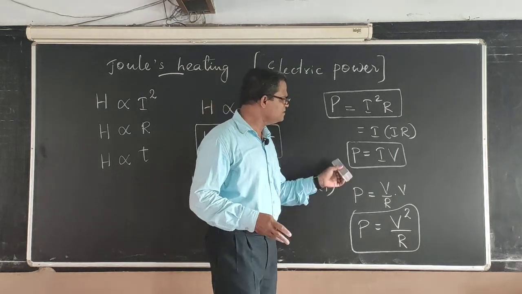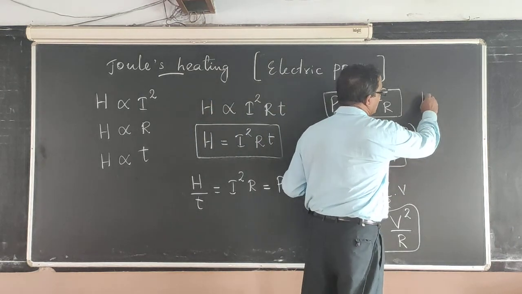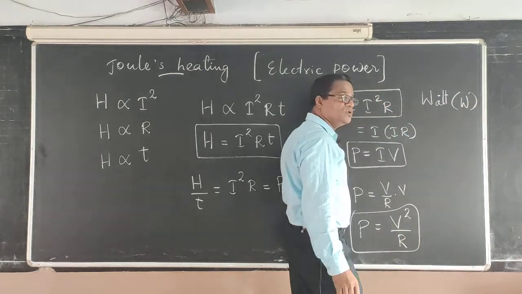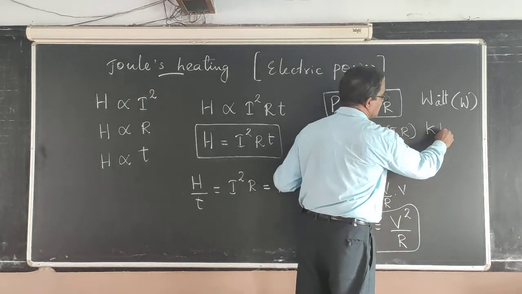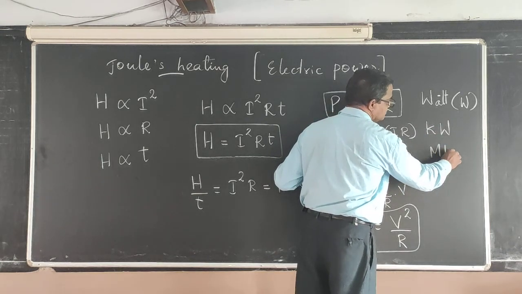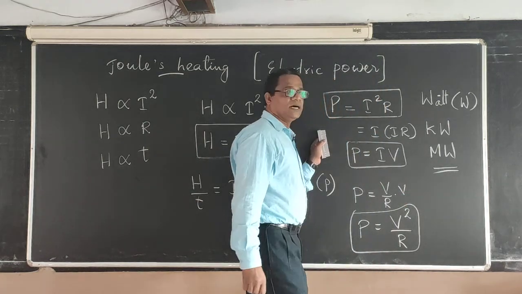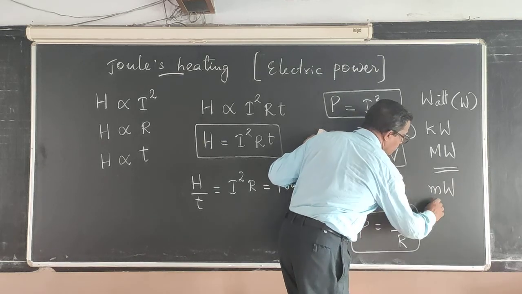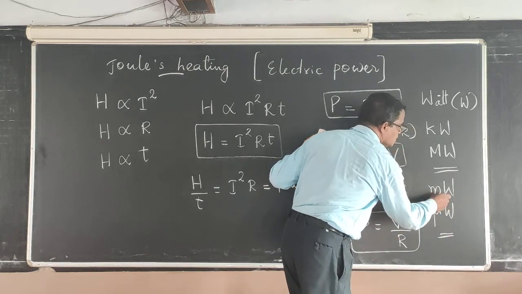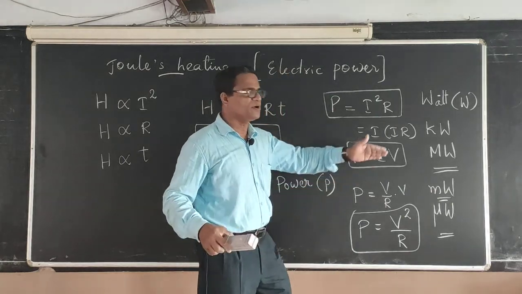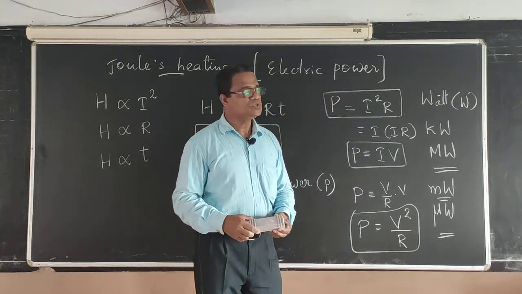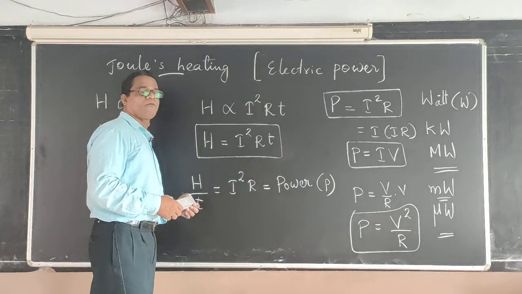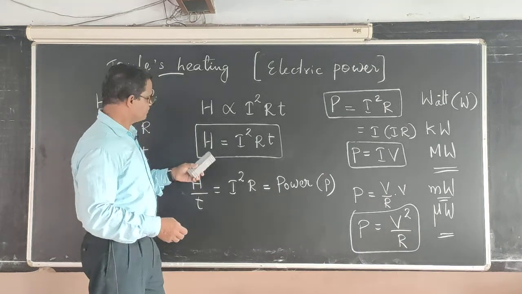And this power is measured in watt, represented by W, or kilowatt, megawatt, all these are the higher units, high values. Milliwatt, microwatt, these are all small values of power, the units of power. So you can see any type of these units along with power. Okay?